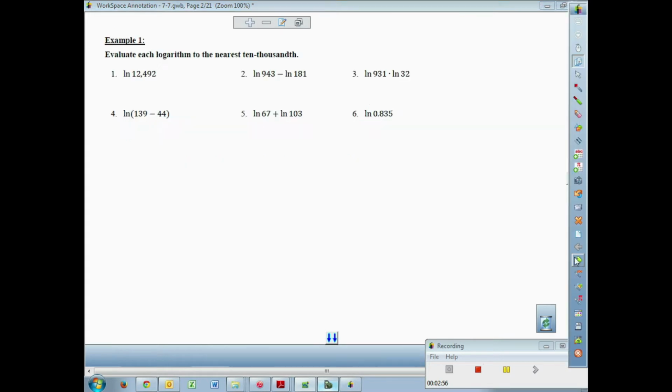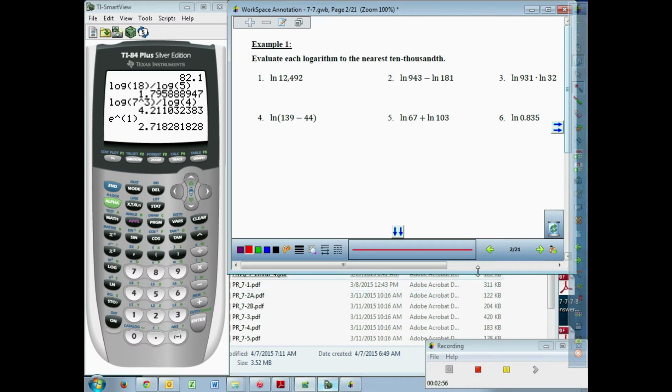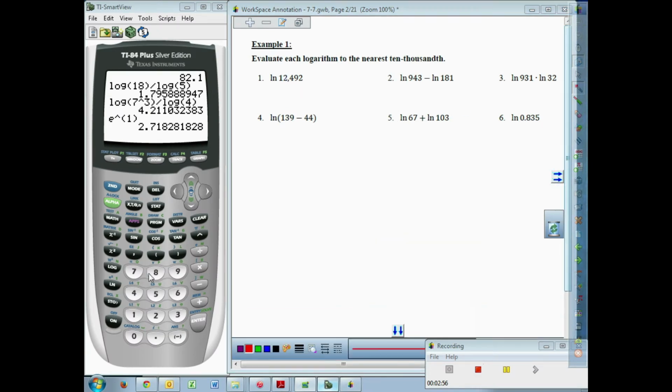Okay? So let's dive into some problems right here. Evaluate these logarithms to the nearest ten-thousandth. Well, natural log has base e every time. Do we have a natural log button on our calculator? Yes, we do. So we can punch this straight into our calculator, if you give me a second here. Natural log of 12,492. Round to the nearest ten-thousandth. About 9.48.